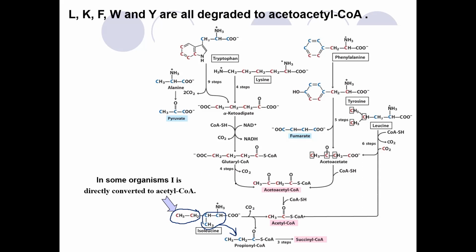So all these get converted really to acetyl coenzyme A. These five right here, leucine, tyrosine, phenylalanine, lysine, tryptophan, get converted to acetyl coenzyme A via acetoacetyl coenzyme A. Leucine gets converted more directly. We'll look at these pathways more in detail. I just wanted to give you the broad outlines first.